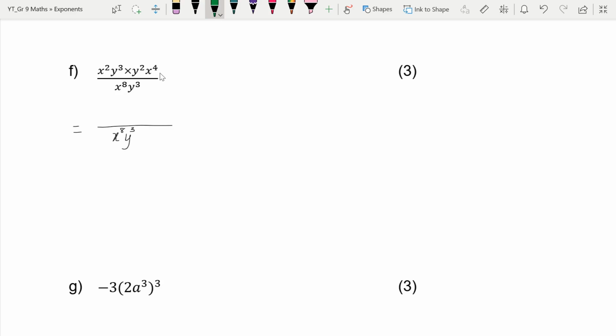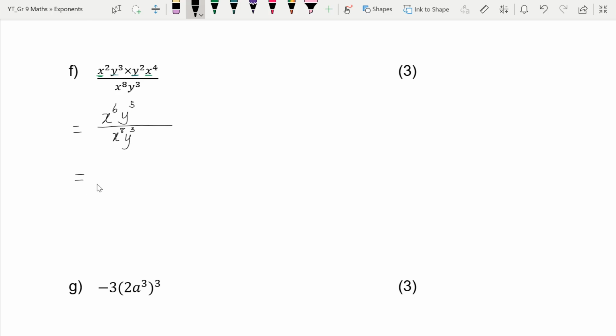Well, everything is being multiplied. So let's look for some similar bases. We've got base of x and of y. When our bases are the same and we are multiplying, we can add the exponents. So that will become x to the power of 6 times y to the power of 5. Okay, so we simplified the numerator.